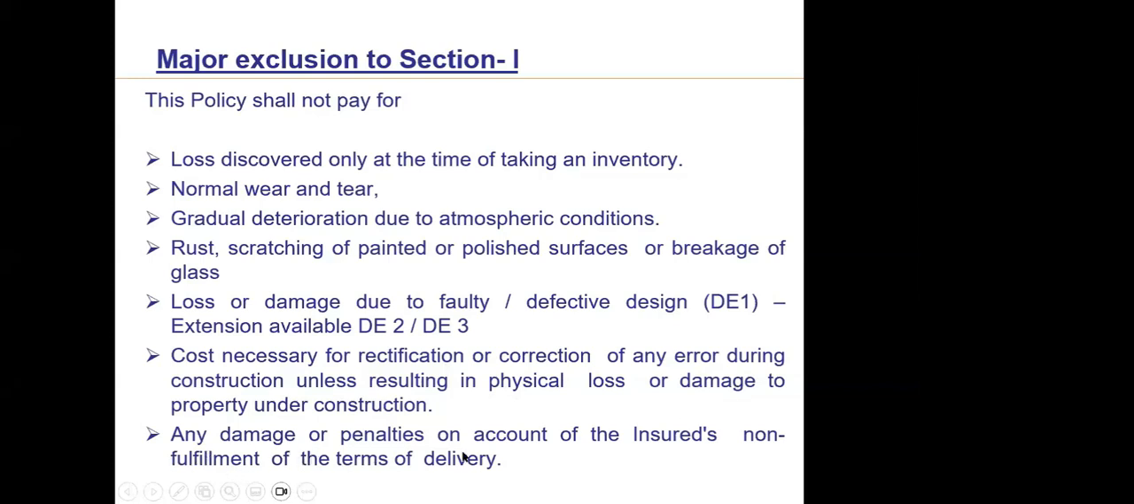Then another exclusion is any damage or penalties on account of the insured's non-fulfillment of terms of delivery. So if there are penalties imposed upon the contractor for non-completion of the project in time, and there is a contractual liability, those kind of losses are not payable under the CAR policy.